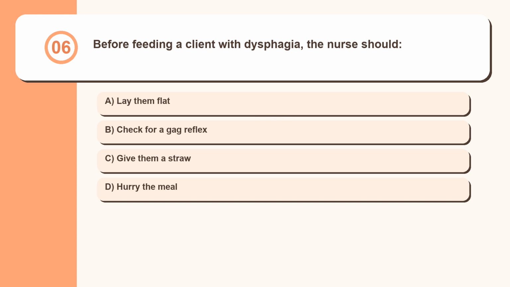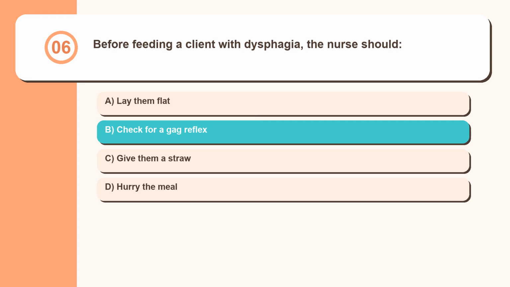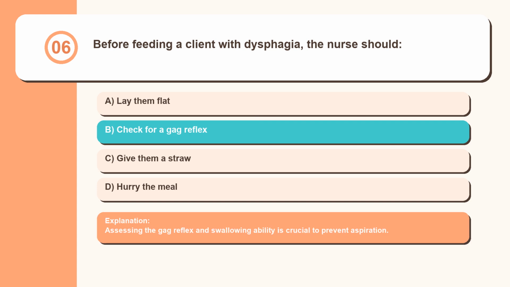Question 6. Before feeding a client with dysphagia, the nurse should: lay them flat, check for a gag reflex, give them a straw, hurry the meal. Assessing the gag reflex and swallowing ability is crucial to prevent aspiration.